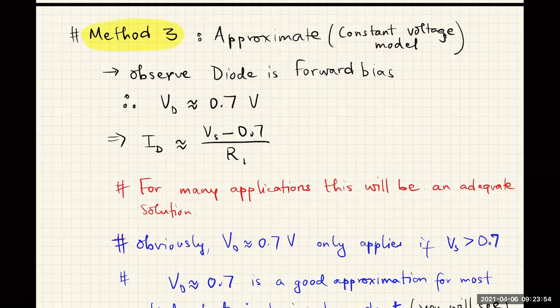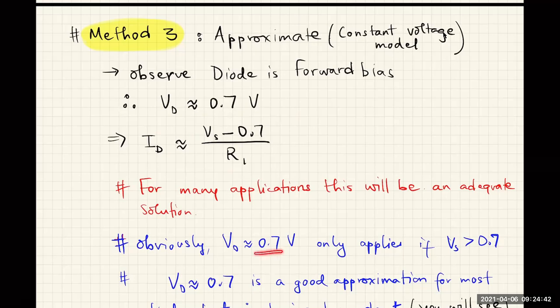Okay, but 0.7 is the most general number to use in this constant voltage model. Right? So basically, after you've made the assumption that the diode voltage is approximately 0.7 volts, it's quite easy to calculate the current just from the source equation. You subtract Vs minus 0.7 and divide that by R1. That's your current. Okay. So the approximation will be applicable and adequate for most applications.